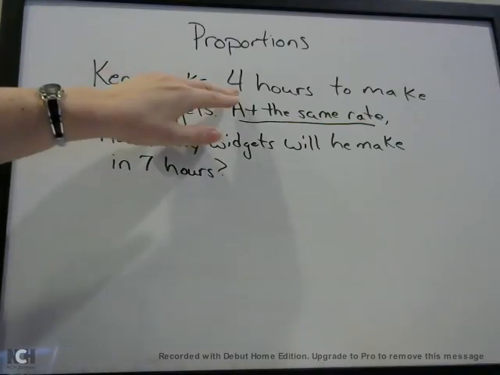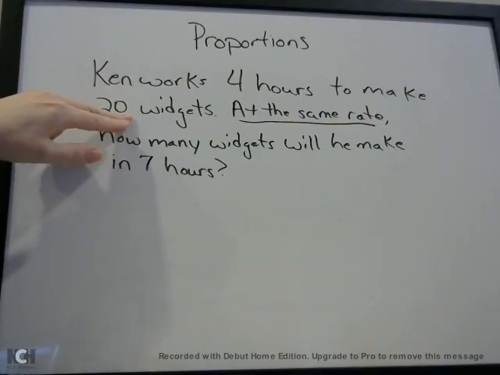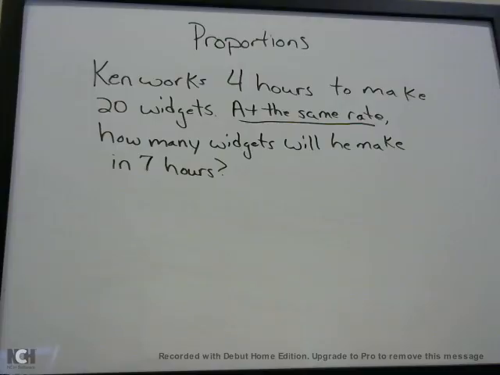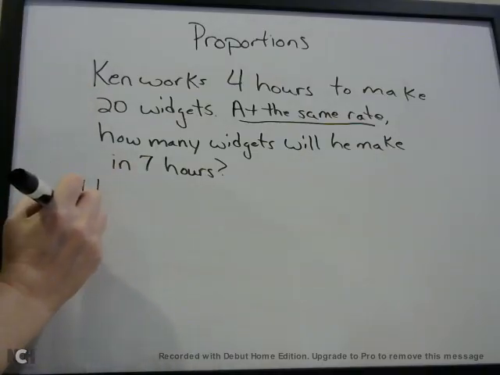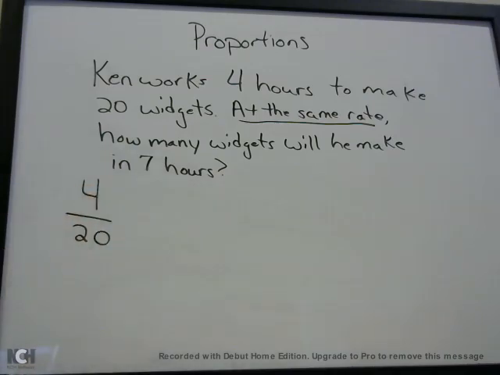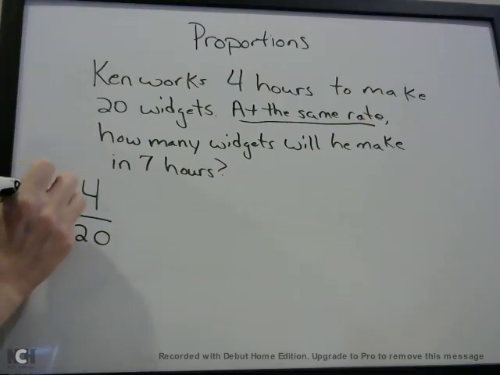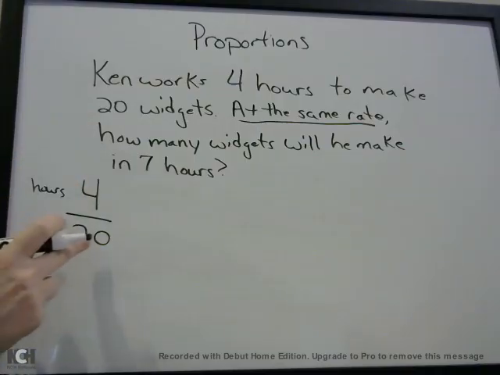So he's working 4 hours and he's making 20 widgets. How many widgets can he make in 7 hours? The way you're going to set this problem up is in fractional form. You're going to look at the first sentence here. Ken works 4 hours to make 20 widgets. So you're just going to set it up as a fraction. Remember, this is a ratio, but we're going to write it in fractional form. It doesn't matter which one you put on top or which one you put on the bottom, but you have to be consistent throughout the problem. So here we put the 4 on top. The 4 was the number of hours, and we put the 20 on the bottom, and the 20 was the number of widgets.